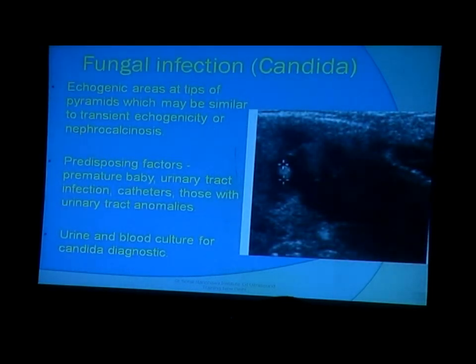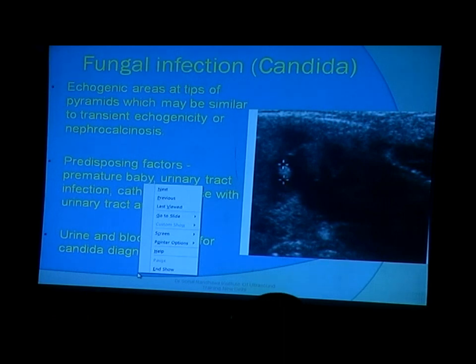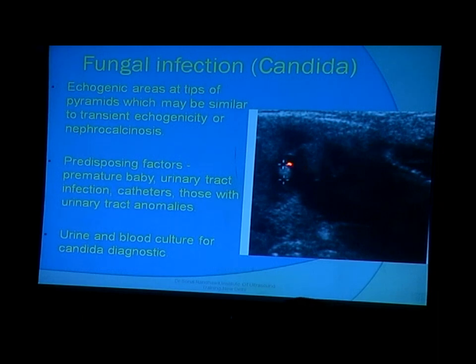What else can look like a bright area? Again, we see there is a bright ball here in the area next to the pyramid. You see a very bright ball. Now, does this look like an echogenic pyramid, or does it look different? It's a small area, more rounded, more confined to one. It is not involving all the pyramids, multiple.